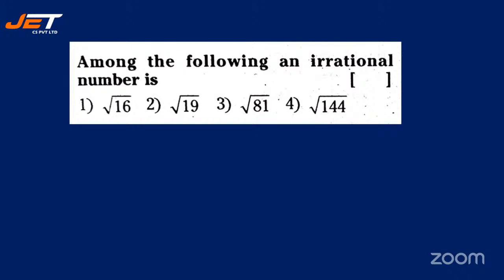Among the following, an irrational number is root 16, root 19, root 81, root 144. Please type your answer. Let's see. I'll give you 10 seconds for this one.